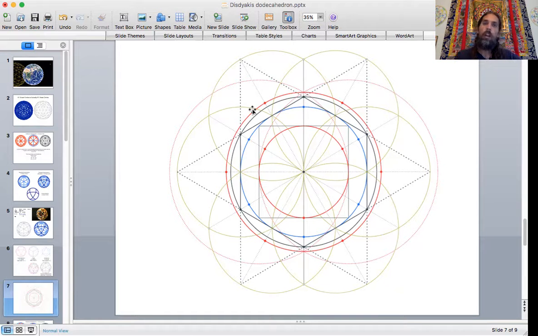But so, we've got the 1.73, we've got this other measurement here, which is the square root of 6 divided by 1.5. It's a really important measurement that I work with a lot in the circle, in the seed of life.